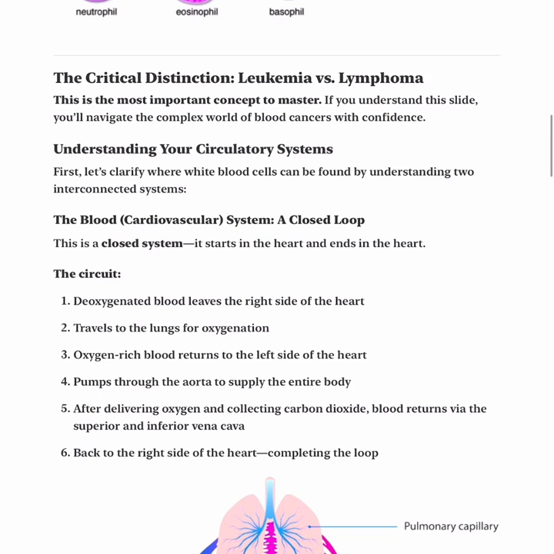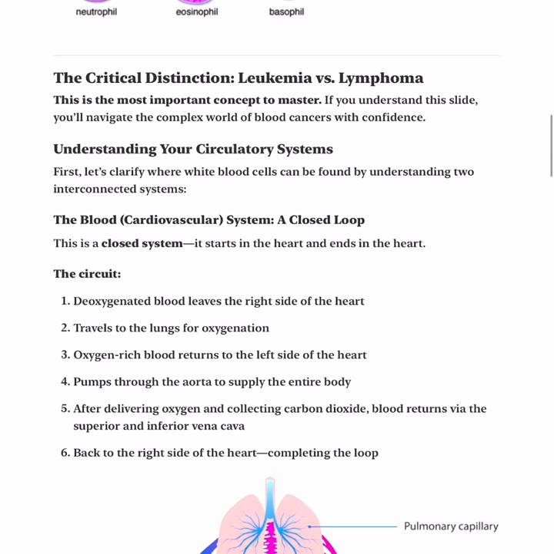This is a closed system. It starts in the heart and ends in the heart. Let's run through this circuit. So you're going to have your deoxygenated blood, which leaves the right side of the heart. This travels to the lungs for oxygenation. Then the oxygen-rich blood returns to the left side of the heart.